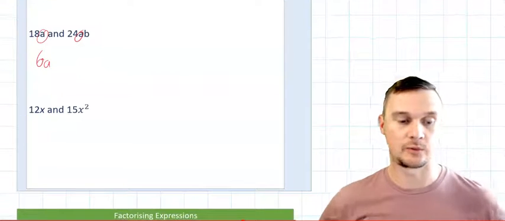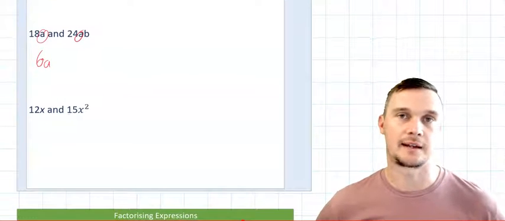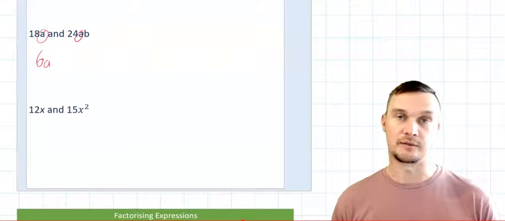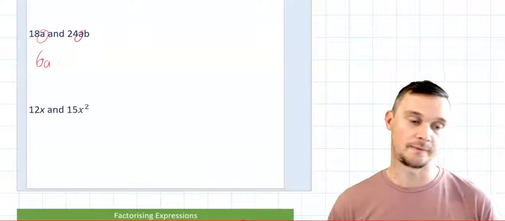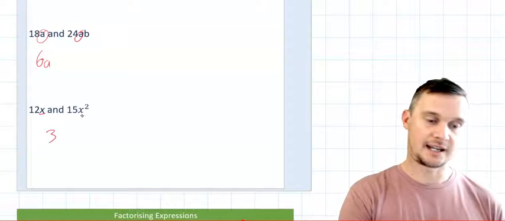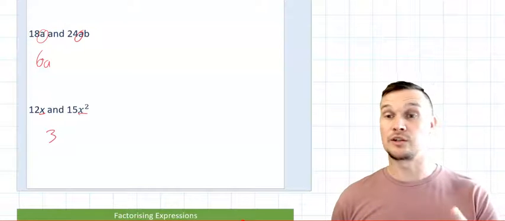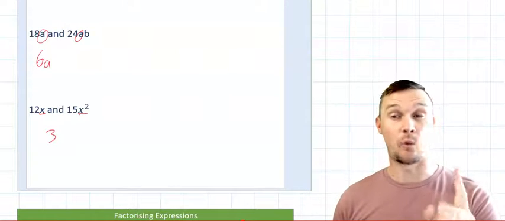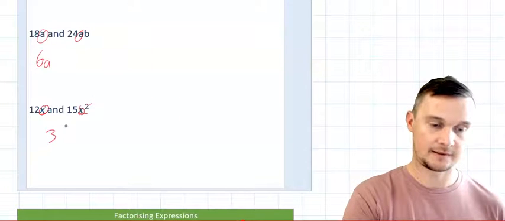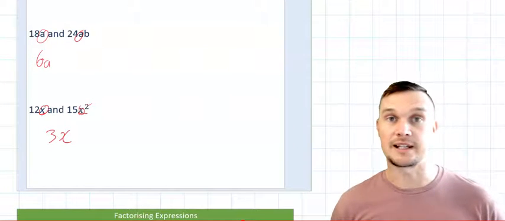Now the other example here, we've got 12x and 15x squared. I know that the highest common factor between these two, they can both be divided by 3 as their highest common. So it's going to be 3, but I also can see that there's an x here and there's x squared here. So what we're going to use is 1x. They both have 1x in common. So x here, and there'll be one of the x's here. So this one here is 3x.